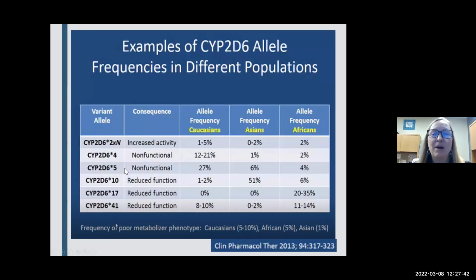CYP2D6 is probably the most variable polymorphic enzyme. There are almost 100 allele polymorphisms that have been documented in the literature. But then we have to think about, okay, are you just showing us a bunch of in vitro interesting things, or does this play out clinically? And when they're documented as such in the guidelines, yes, it does.